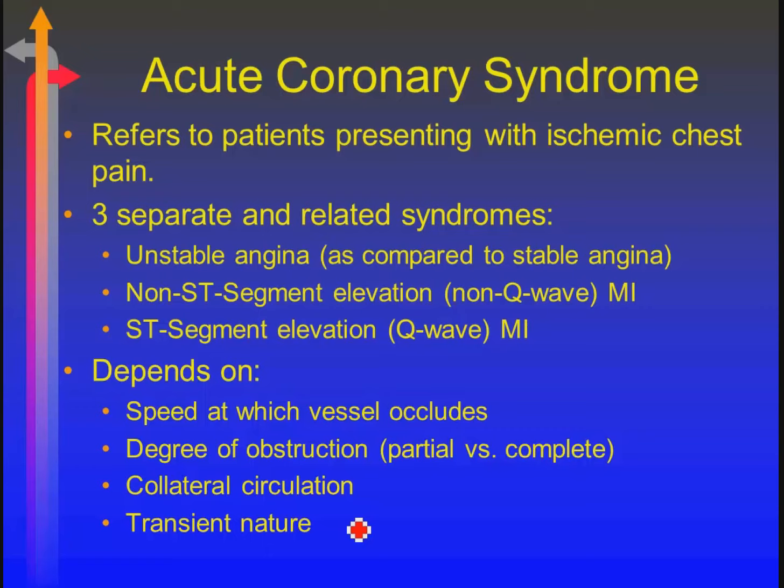If it's a big obstruction that's already there, it's not going to take a whole lot more to put strain on it to close it off. Also depends on the amount of collateral circulation you have. A 40-year-old coming in with chest pain and ST elevation is a whole lot more scary than an 82-year-old. The 82-year-olds build up a lot of collateral circulation, a lot of other pathways that can get around that obstruction. When you're young, you don't have that availability. And it could be transient in nature too.